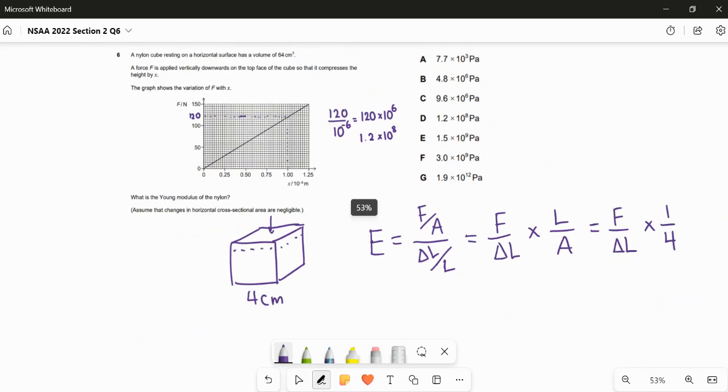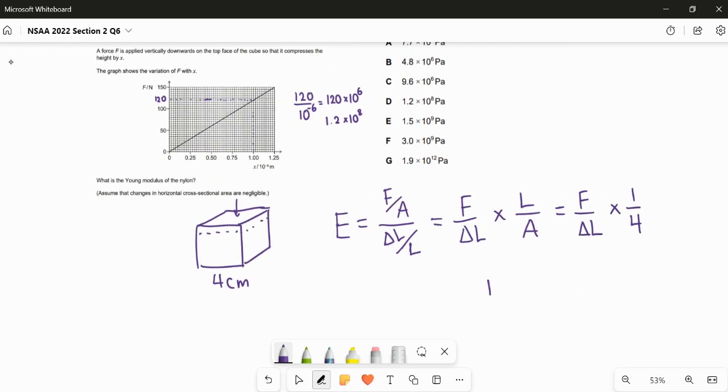So going back to our equation, we would have 1.2 times 10 to the power of 8 times a quarter. But if you notice, this is a quarter, which was 4 centimeters over 16 centimeters squared. So this is 1 over 4 centimeters.